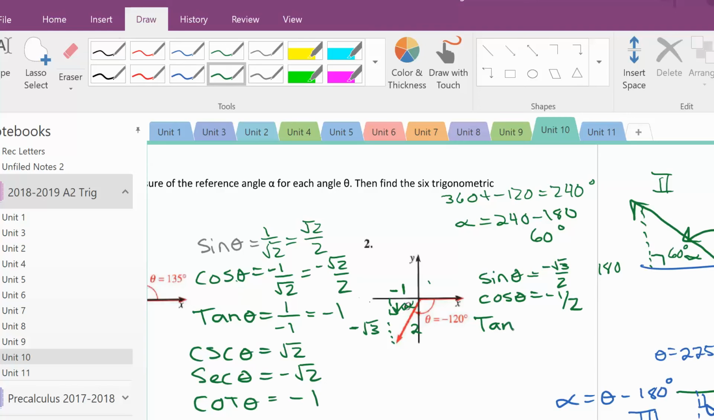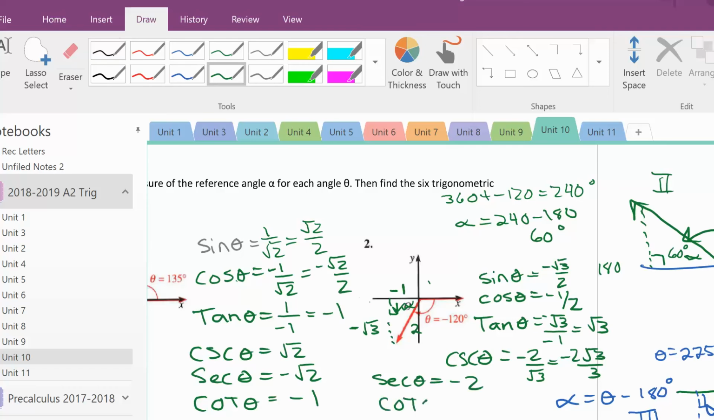The tangent of theta, though, opposite over adjacent, so it's going to be negative rad 3 over -1, which is rad 3. So then if we just do the reciprocals, the cosecant, well, that's -2 over rad 3, which rationalizes to -2 rad 3 over 3. The secant is -2, because we just flipped the cosine. And the cotangent, the reciprocal of rad 3, is 1 over rad 3, which rationalizes to rad 3 over 3.